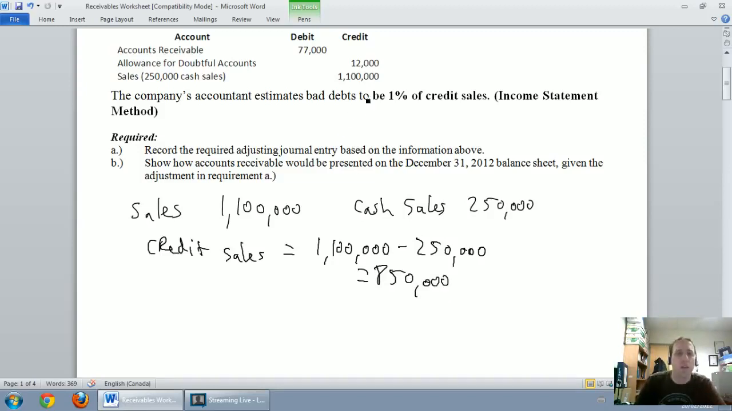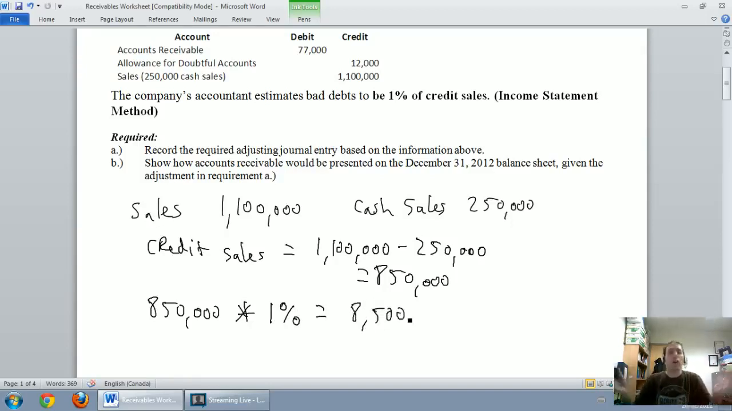Now again, it says the company's accountant estimates bad debts to be 1% of credit sales. So I just take my credit sales at 850,000 and I multiply by 1%. 850 times 1% is 8,500. Now I've got my estimate based on what the company's accountant said.